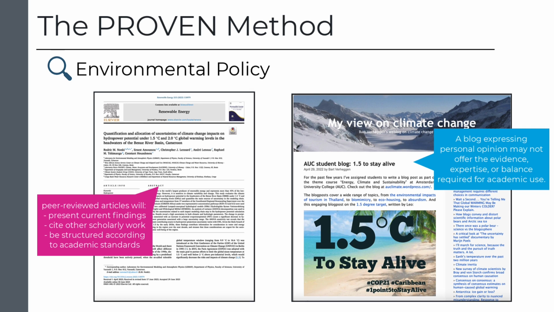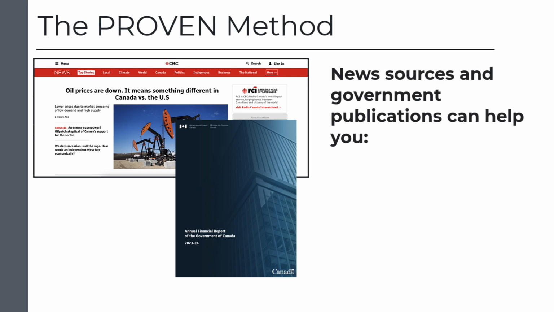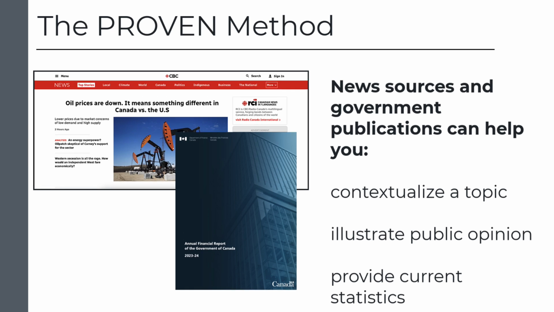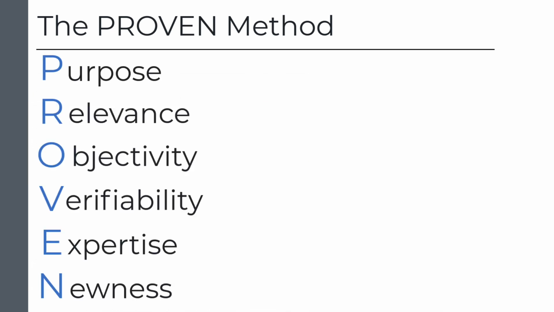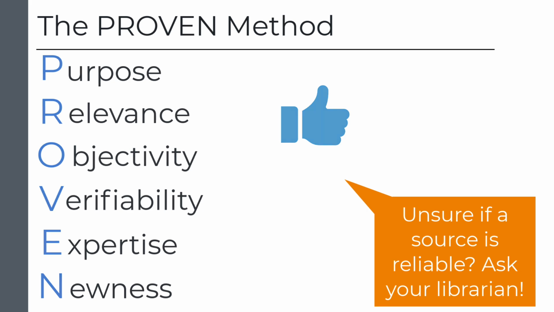Keep in mind that popular sources, such as news websites or government publications, can still be useful depending on your purpose. For instance, they may help you contextualize a topic, illustrate public opinion, or provide current statistics. However, they should be used in combination with scholarly materials that provide deeper analysis and theoretical grounding. By working through the PROVEN framework, you can answer these questions and make an informed decision about whether the source belongs in your bibliography. And as always, if you're unsure, ask your librarian.